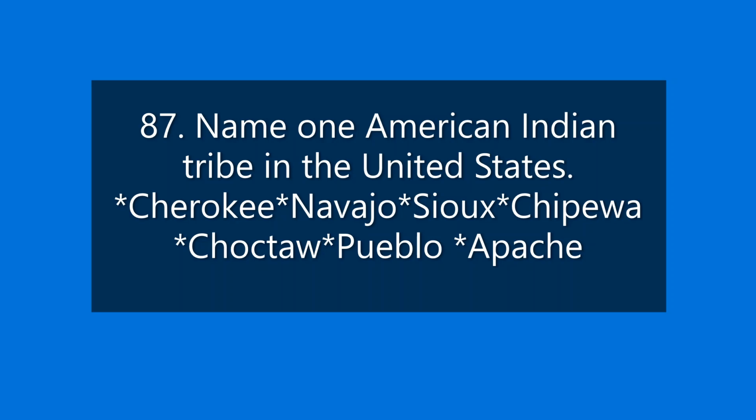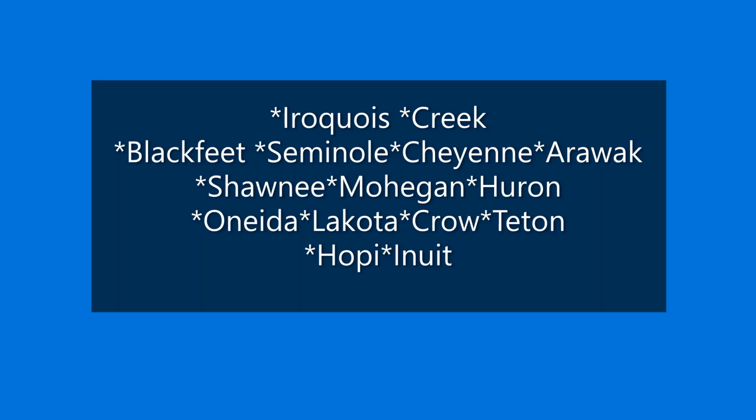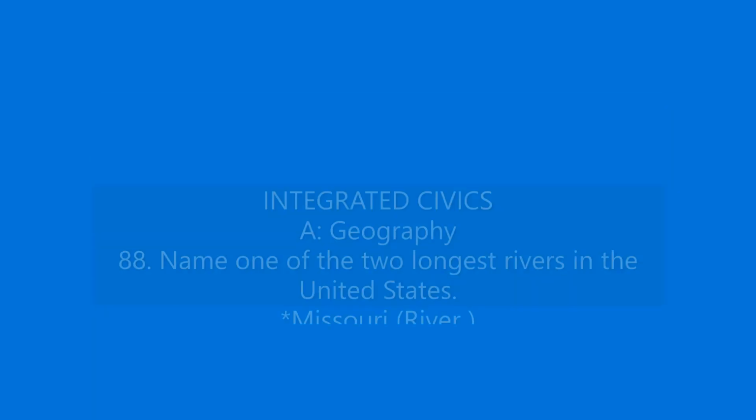Question number 87. Name one American Indian tribe in the United States. The answer: there are so many examples. So one of the examples you can say is, I will say Cherokee. I will say Iroquois. I will say Creek. I will say Seminole. I will say Cheyenne. I will say Arawak, and so on.